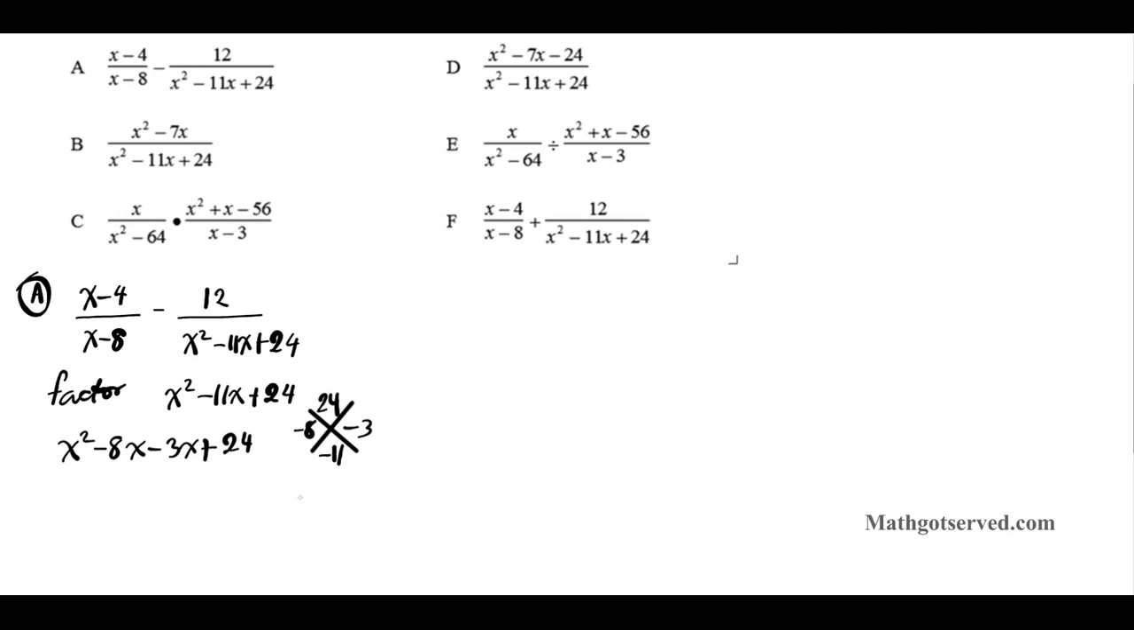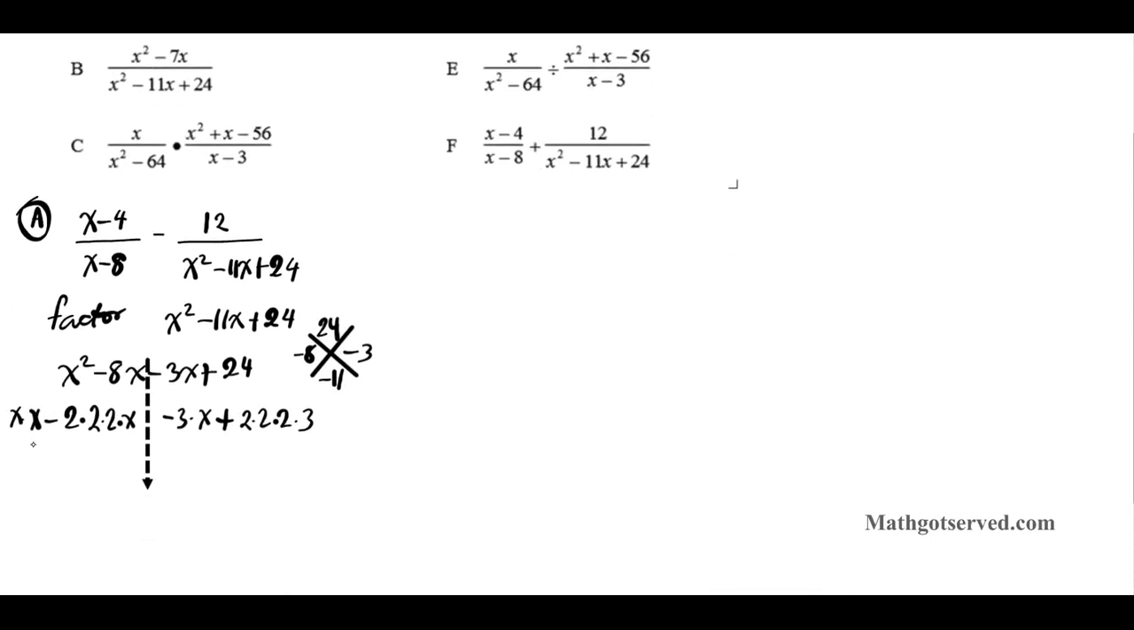And then we divvy up the center, and we're going to factor by grouping, okay? So let's see what we can do here. 24 breaks down into 2 times 2 times 2 times 3. From the first two, I can take out x, so I'm left with x minus 8. And then here I can take out negative 3, and I'm left with x minus 8 also. So the factored form is x minus 3 times x minus 8.